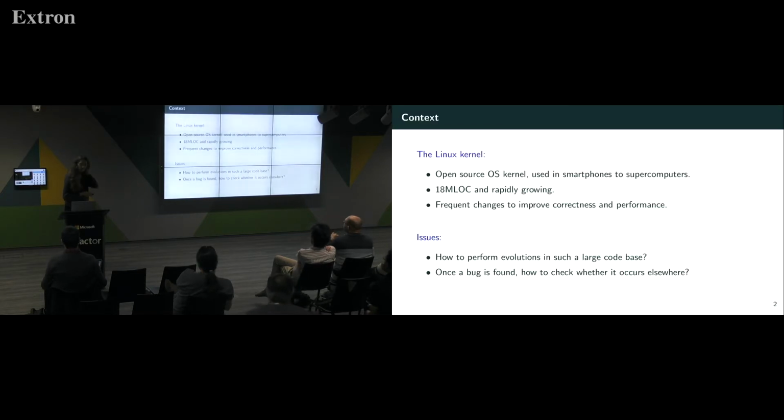Okay, so the context of our work is the Linux kernel. The Linux kernel is an open source operating system. It's used basically everywhere: smartphones, battleships, stock markets, supercomputers. This is a number that's been updated. Today it is 18 million lines of code, and it's still growing. And it has to change a lot, often.